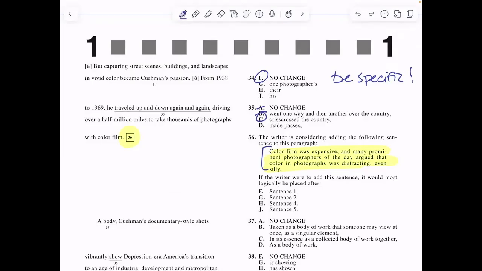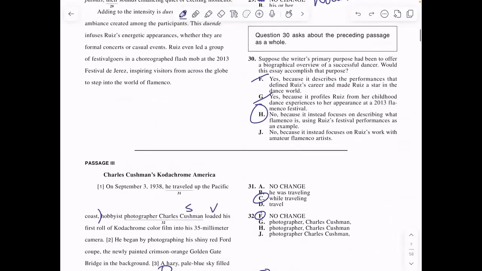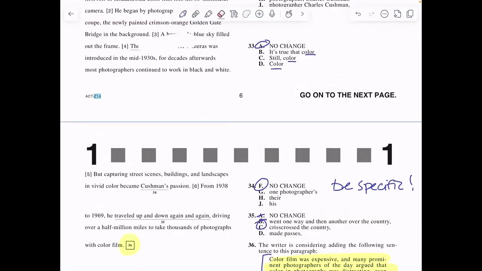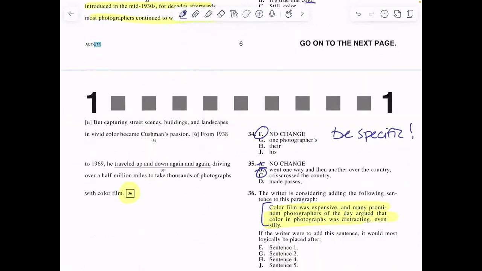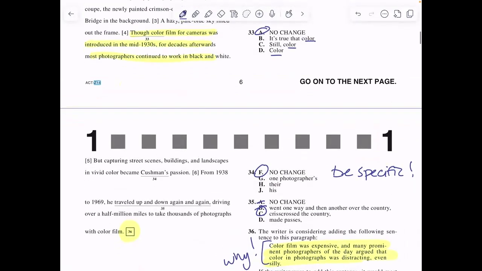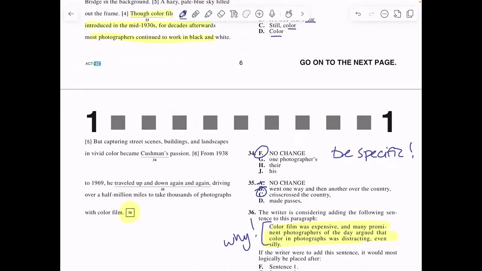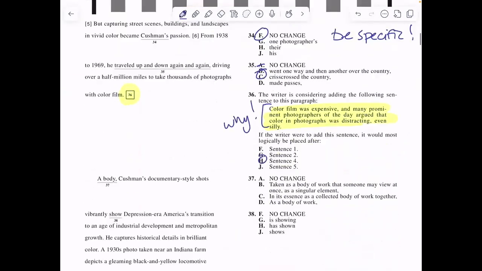Okay, so we don't have the choice. After sentence 1, 2, 4, or 5. I'm going to go after 4 because that's where it said, "though color film was introduced for decades afterwards, most photographers continued to work in black and white." And this explains the why. So I would go after 4, H for 36. Make sure you read the question right. I did not, so that was on me. But for those, you really have to pay attention to context and flow and sequentially which one's coming next.